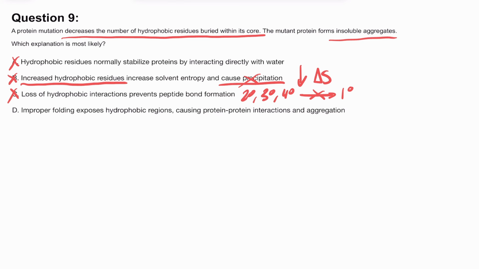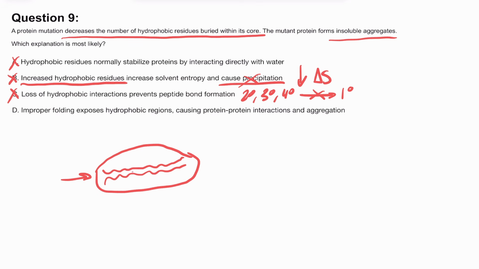D. Improper folding exposes hydrophobic regions, causing protein-protein interactions and aggregation. So that makes sense. Let's think about it. Pretend we have a protein with a hydrophobic core, which I'll just draw as this jagged structure. And so let's just pretend our protein is this circle. Let's say the mutation cuts this protein in half, right here. So now we have one half that's like this, and one half that's like this.